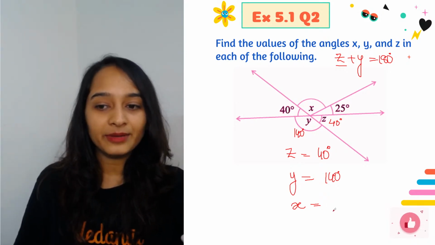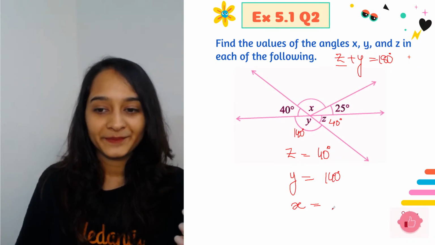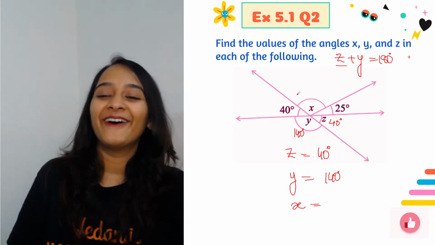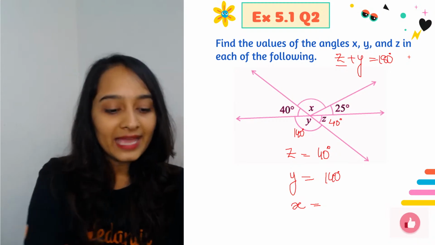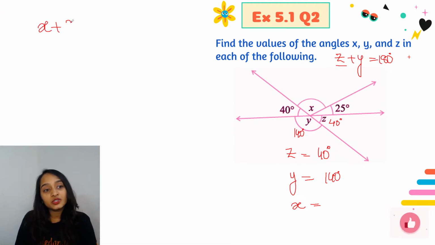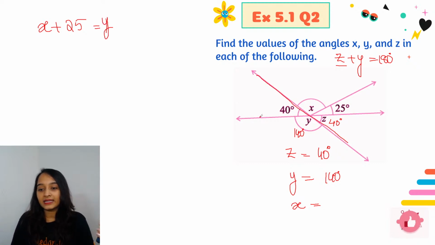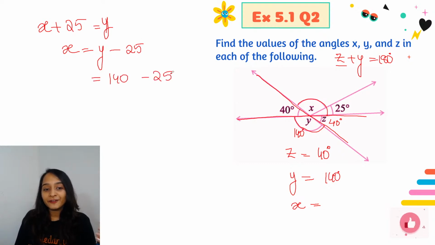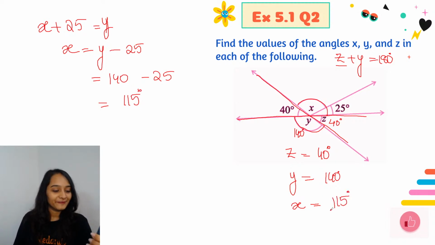What about angle X? Can someone tell me what is the value of X? Mona Lisa has got it right. Because, guys, your X plus 25 is equal to angle Y, because these lines are intersecting, right? So this angle is equal to this angle. So X plus 25 is Y. So what is your X? Y minus 25. Y is 140. 140 minus 25 will give you 115. So X is equal to 115.